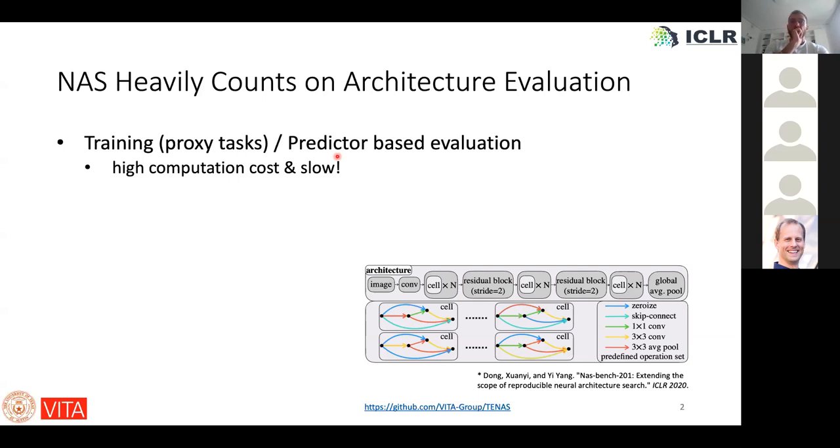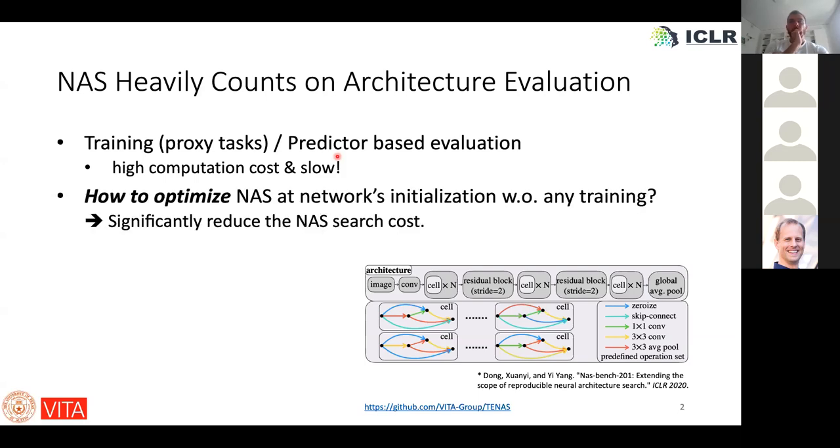So that means that both of these approaches involve training in their evaluation, and we know that the architecture's training itself is slow and requires high computation cost. Also, if we want to reduce this computation cost, we may want to train in very few epochs, which may cause the evaluation to be unstable.